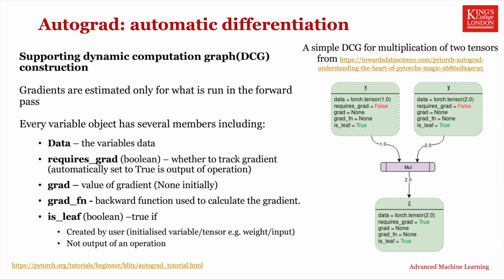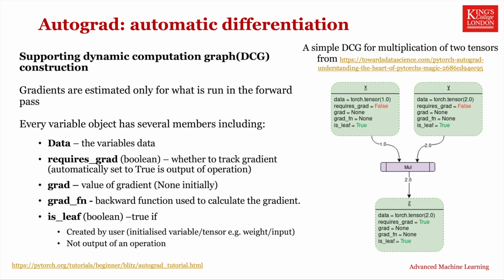Pytorch does all this using its autograd class, and is supported by the fact that Pytorch tensors don't just store the data, they also keep a record of the gradients and gradient functions for each tensor in order to support backpropagation. For example, here is a simple Pytorch computation graph for a multiplication operation, z equals x times y. The green boxes represent the variable tensors and the purple box represents the forward operation.